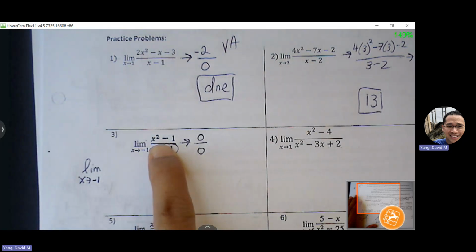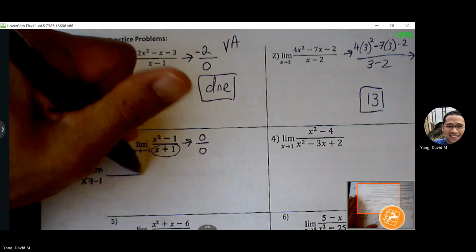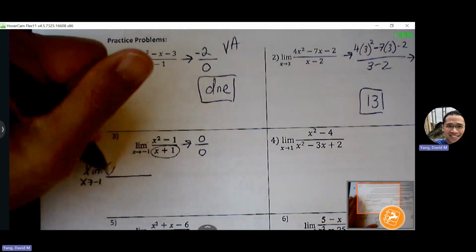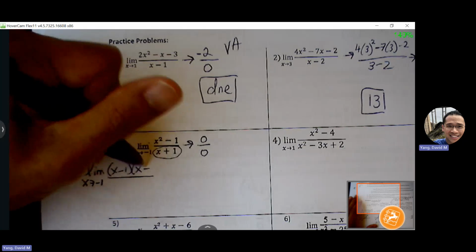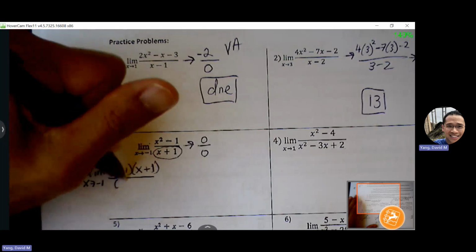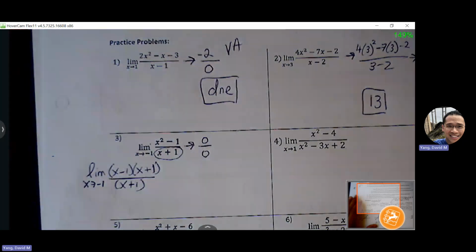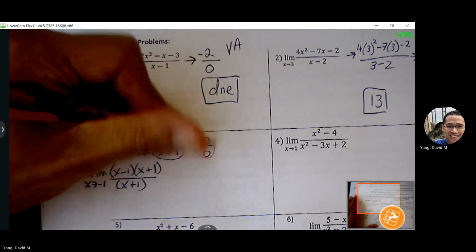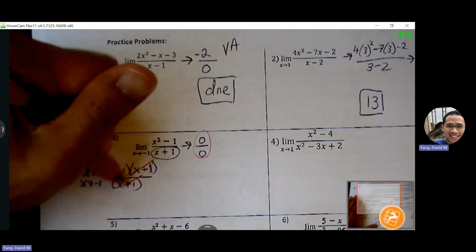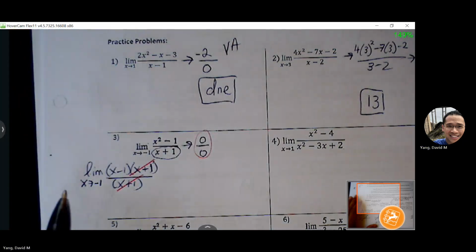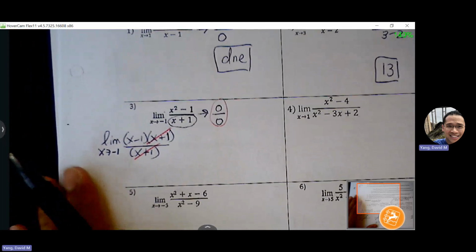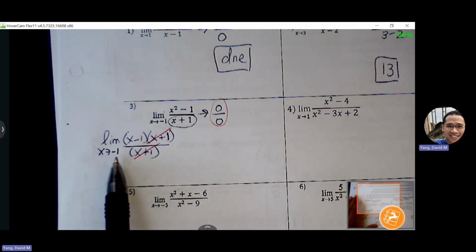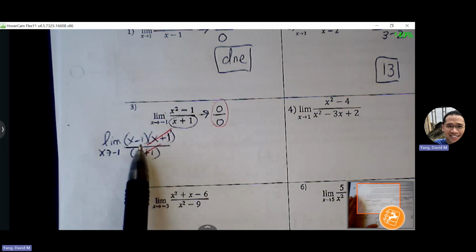X squared minus 1, this is factorable, right? Difference of squares. What does x squared minus 1 factor out to be? X minus 1, x plus 1. And just like what we suspected, we're seeing an x plus 1 appear, and we can take those out. So we see there's a hole. We're able to remove it. Our goal is to find the limit. We're trying to find a real number, so we have to reevaluate. The hole has been removed. Hopefully, this is now going to give us a real number.